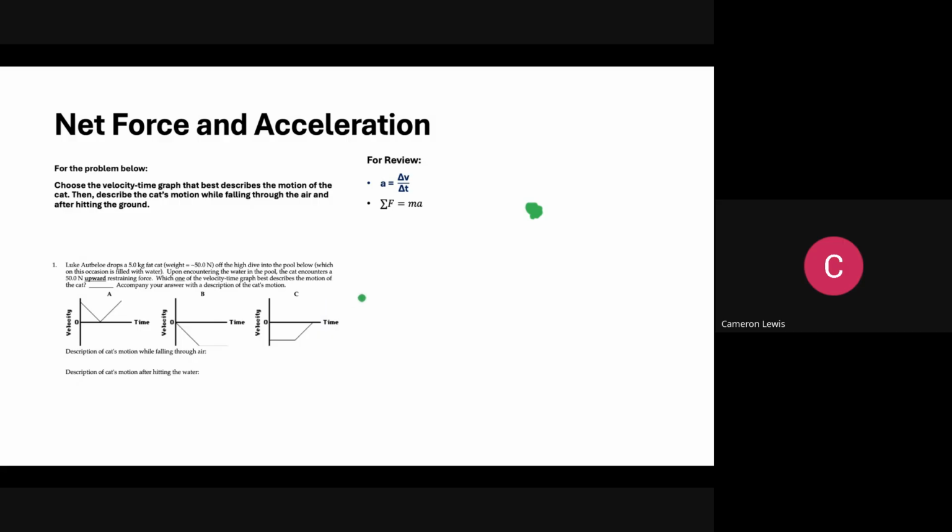But what was I saying? The cat just dropped. Literally dropped. Free fall. Now the cat, once it hits a free fall, it hits the water, right? As soon as it hits the water, it feels immediately 50 newtons, right? Now, just from what they just told us, how much does the cat weigh? 50 newtons.